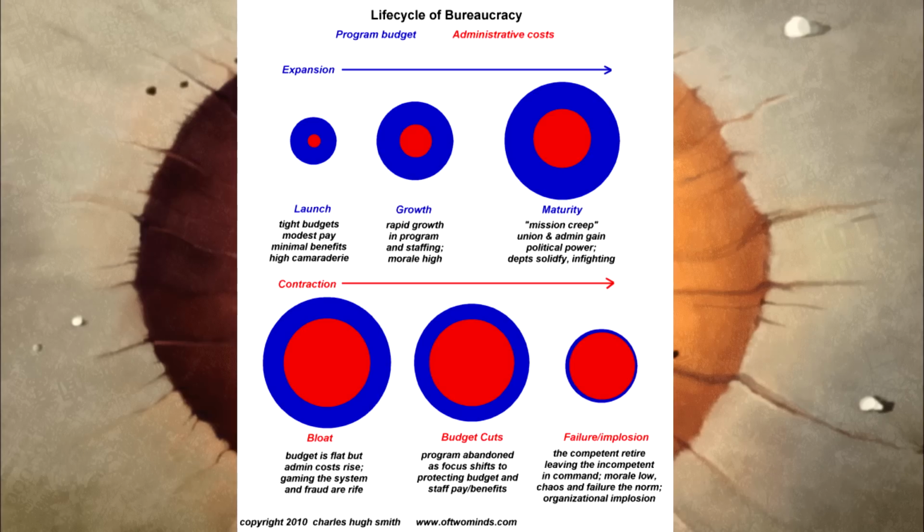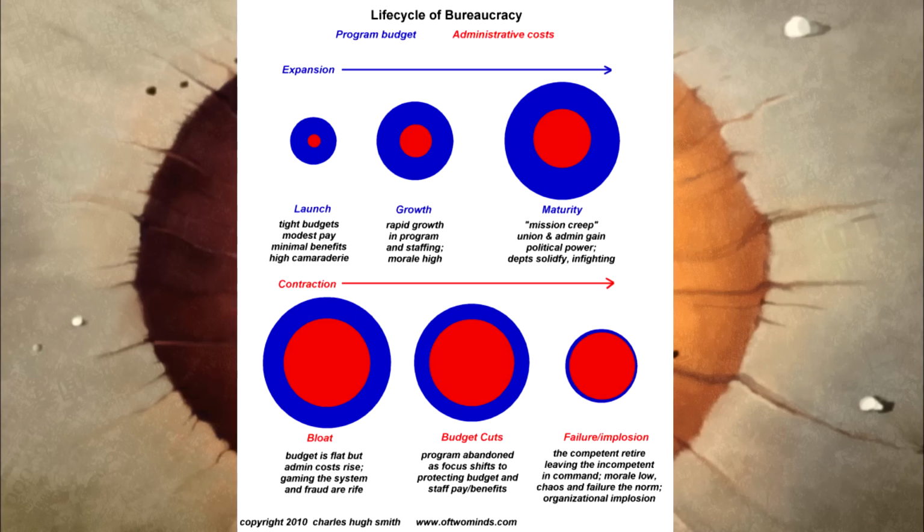So after the bloat phase, now we get to the budget cuts. Programs are abandoned as focus shifts to protecting budget and staff and pay benefits. Yep. This is where the bloat actually starts cutting away those that do the real work in order to protect themselves, failing to realize that if they cut away everyone who does the real work, who's going to be there to make them money and pay their paychecks? They always forget that part. Yeah, every company I've ever been laid off from, they always forgot that.